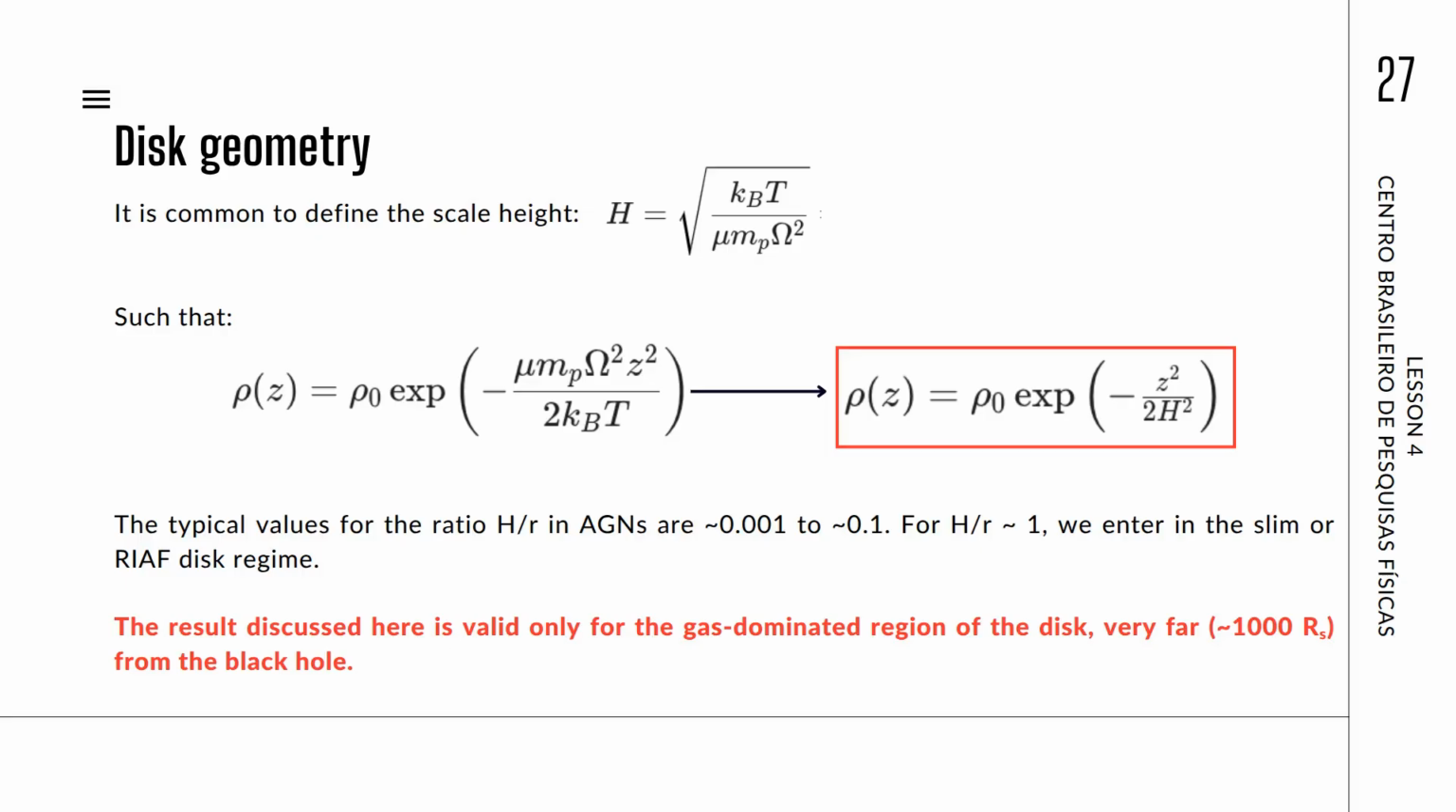If they reach something of the order of 1, it's not a Shakura-Sunyaev disk anymore. We have to consider other things, like a slim disk or a RIAF, it depends on the case. And of course, this result is valid only for the gas-dominated region of the disk, which is very far from the black hole. We are assuming that the radiation pressure here is negligible. So close to the black hole, this solution simply doesn't work.